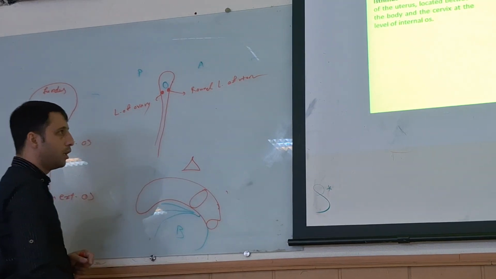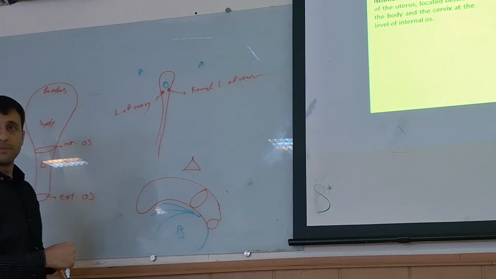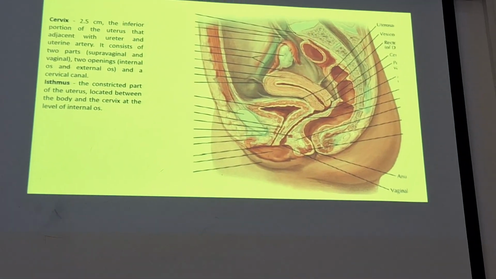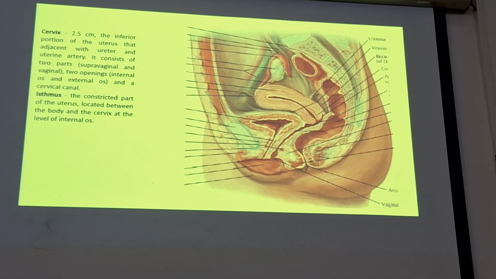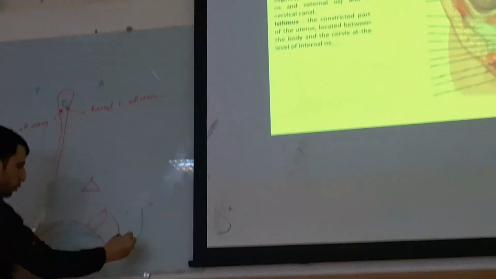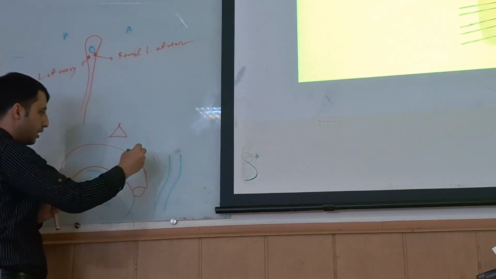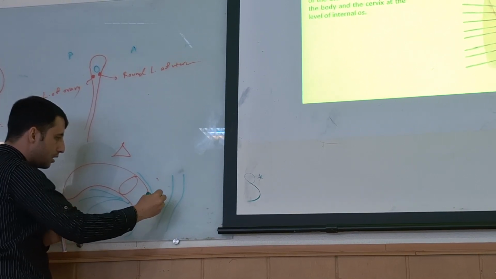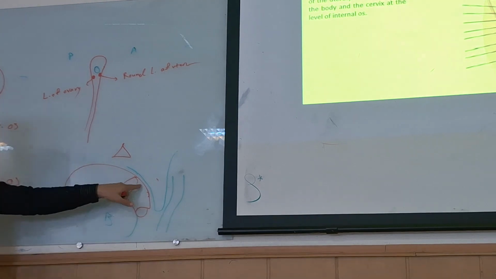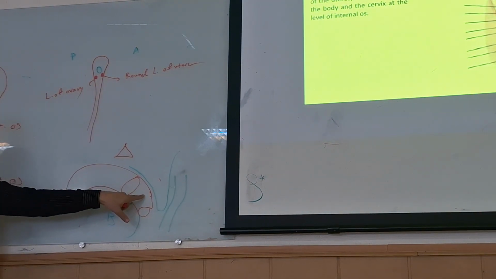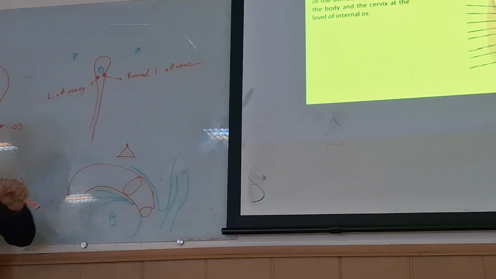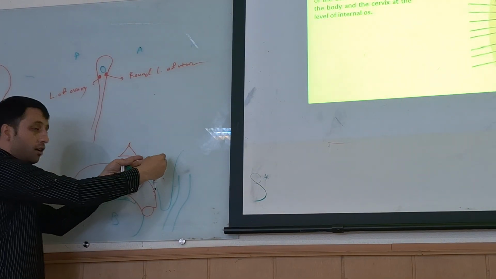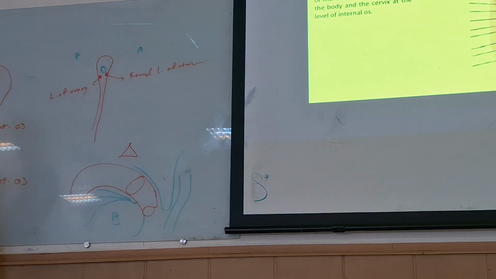Posterior surface of the cervix, look at the posterior surface, makes the anterior border of Douglas pouch. Yes? Here I have the rectum. So I can say that the posterior surface of the cervix is completely intraperitoneal. It is completely covered by peritoneum and makes the anterior border of Douglas pouch. Okay?